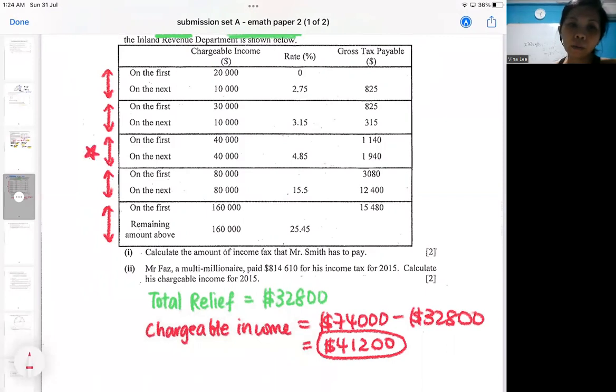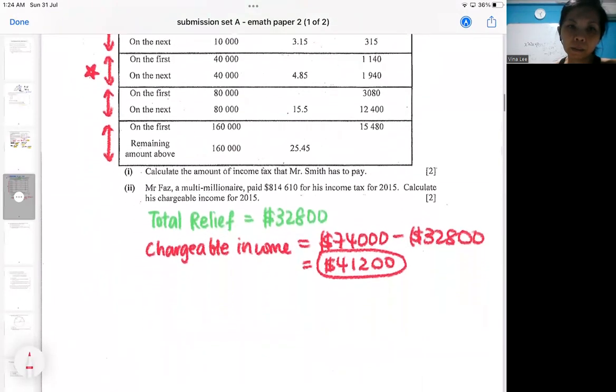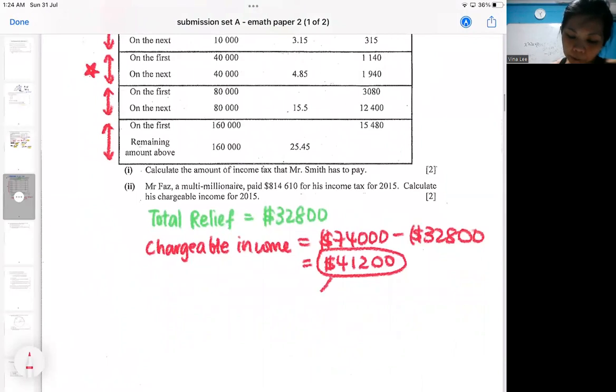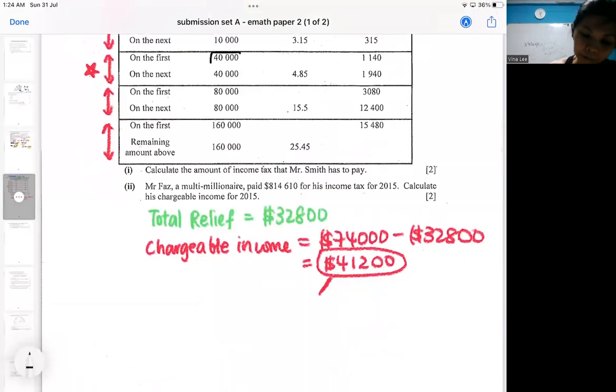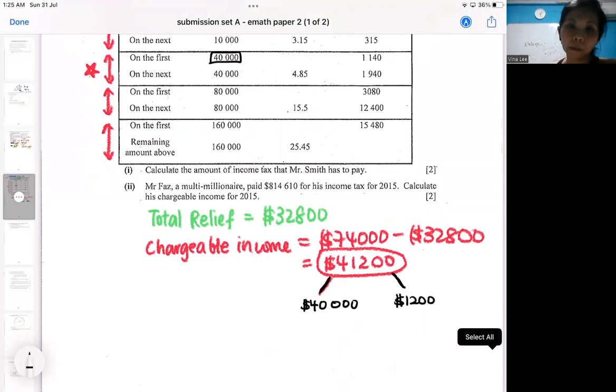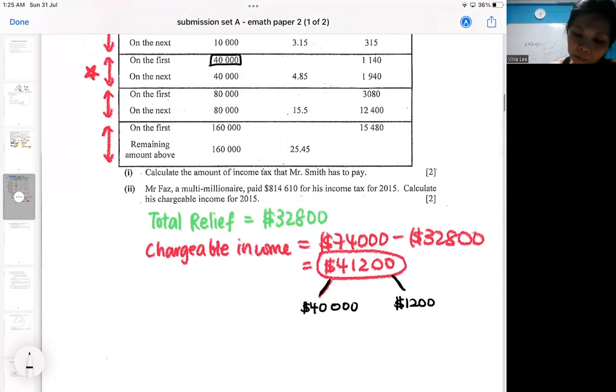So when we go to this bracket, what does that mean? You have to break the 41,000 into the first 40,000. It's something like you split into 2 baskets. The first basket is 40,000. The next basket is only 1,002. So for the first basket, this is the tax.